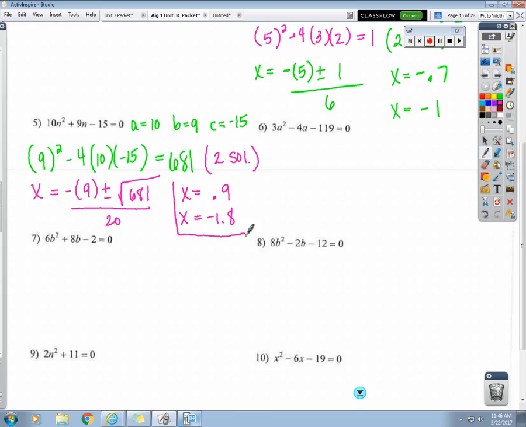Okay, your homework is to finish this page only, 6 through 10. If you do not have work shown, you will not get a stamp. Does everybody understand?